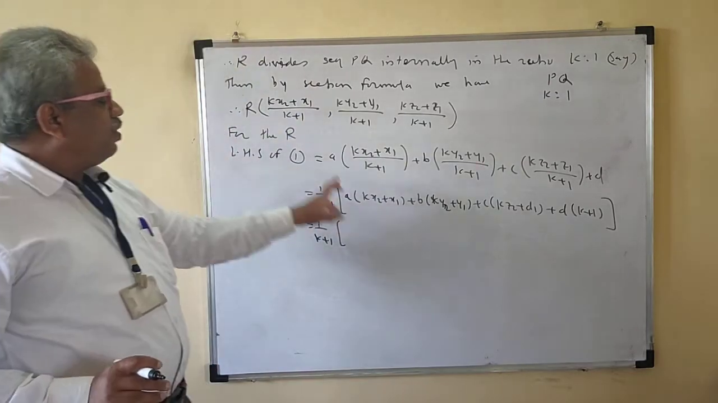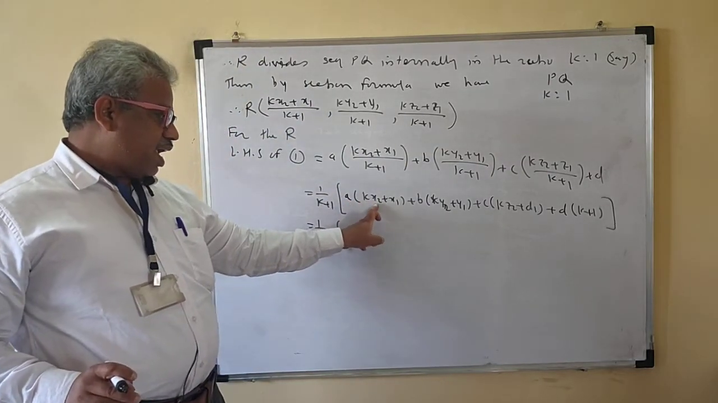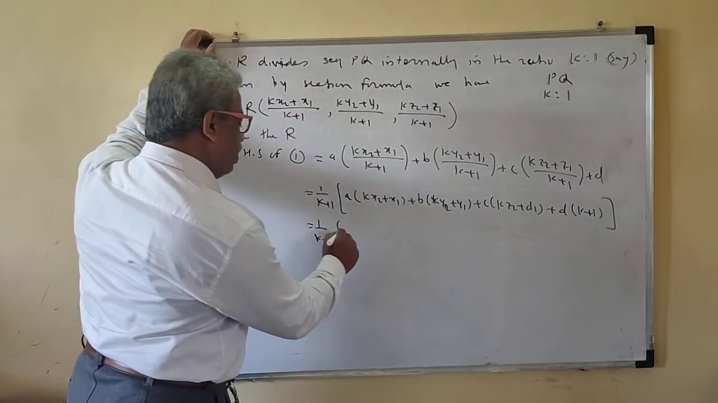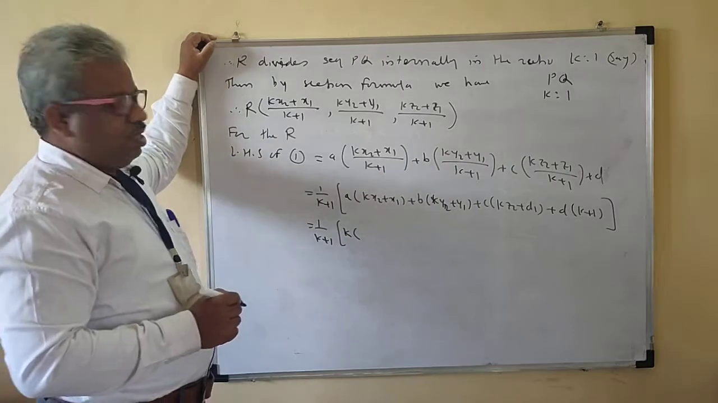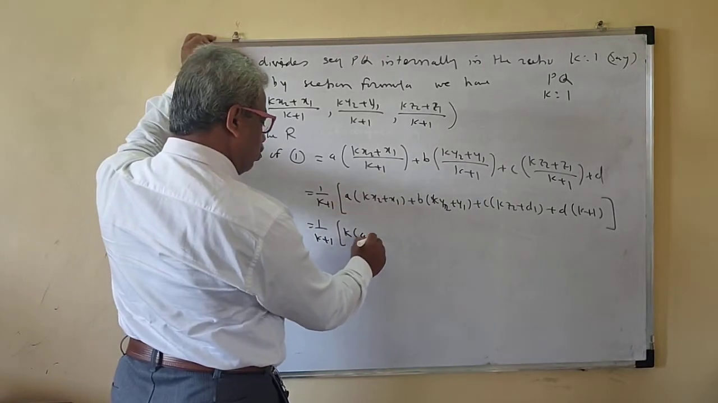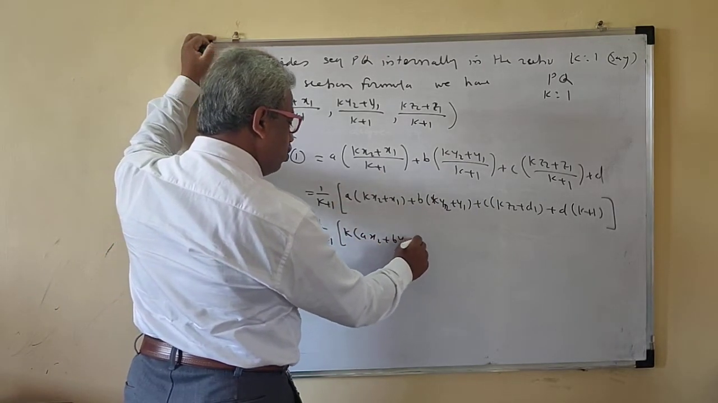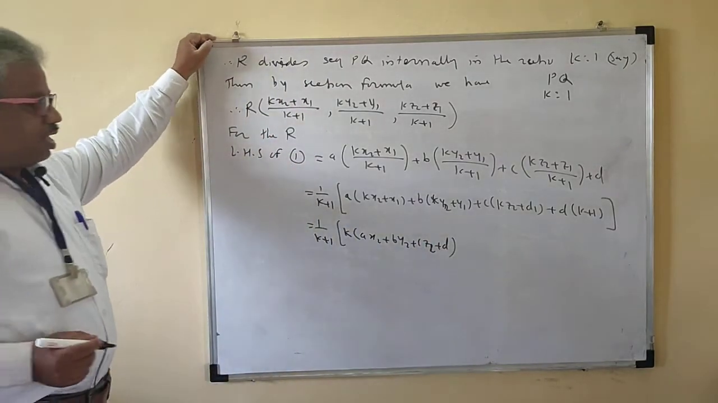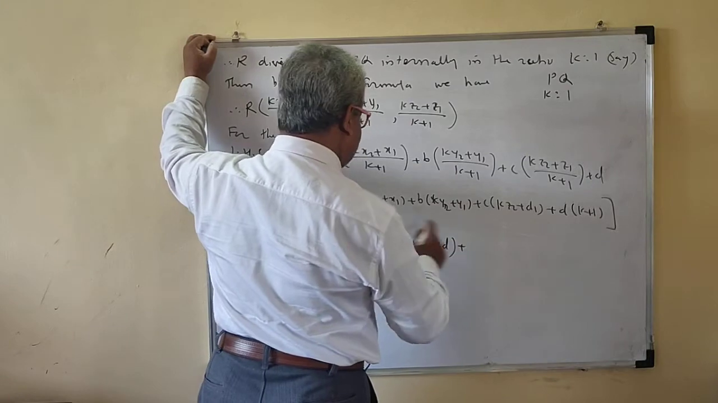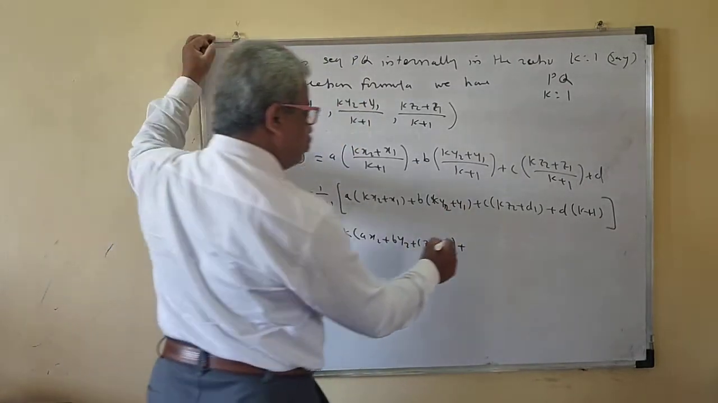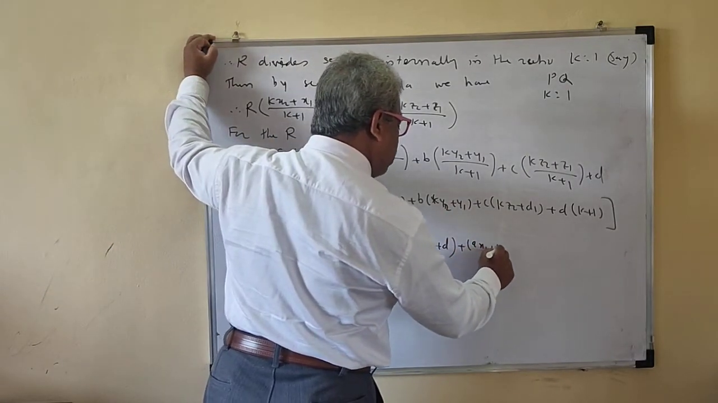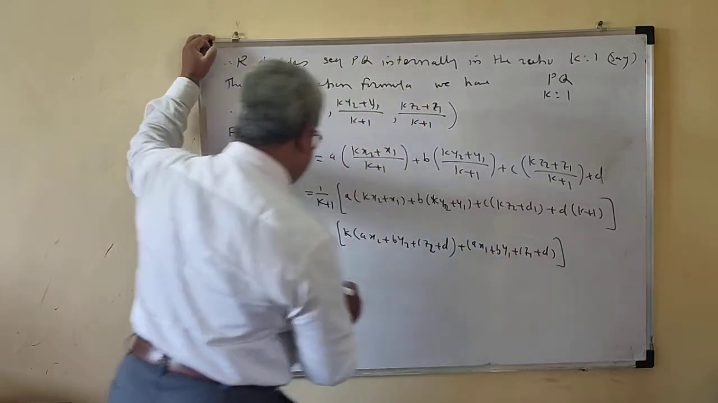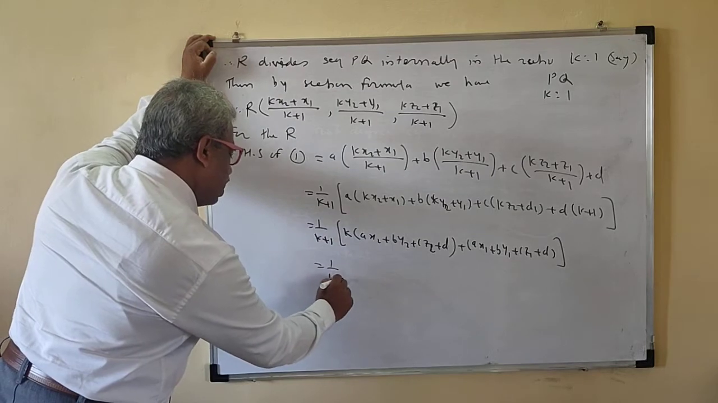So I will collect the first term now. A k, B k, C k. I will collect the terms of k now: k into (A x2 plus B y2 plus C z2 plus D). Now I will collect all the terms which do not contain k. So this is A x1 plus B y1 plus C z1 plus D, all over k plus 1.